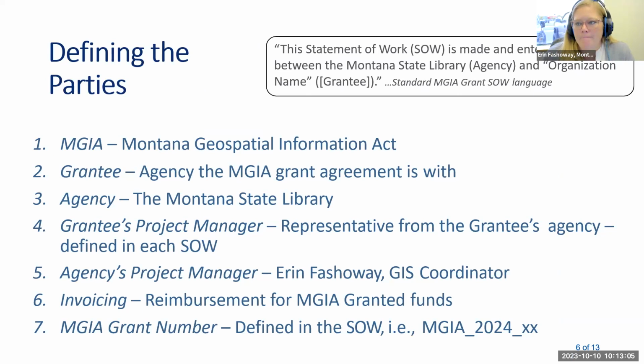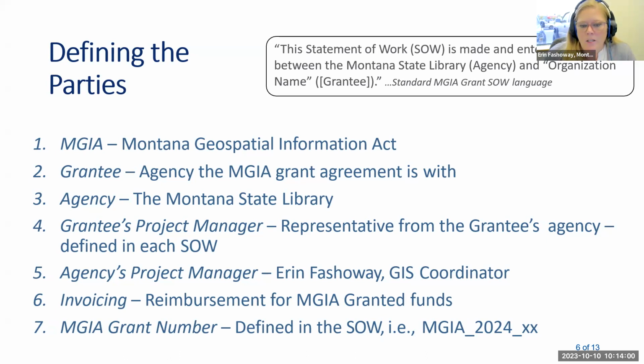So let's define the parties. This is pretty basic, just going to go through. You're going to see some of this reflected in your statement of work. We use a lot of acronyms in technology, but also in GIS. And so we just want to make sure that we're defining all of those so everybody gets used to hearing these specific terms. So MGIA, again, Montana Geospatial Information Act. The grantee, that is the agency whom we're granting money to fulfill the priority of the grant or the land information plan. And agency, so when you see that in your contract, that refers to us, the Montana State Library.